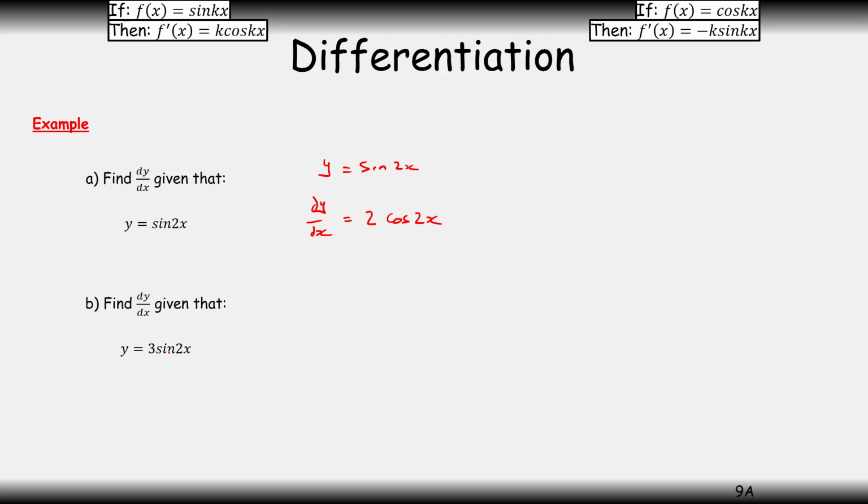In this one here, we've got y equals 3 sine 2x. Okay, so essentially we're going to multiply 3 by this result here. So y is equal to 3 sine of 2x, dy over dx is equal to the constant 3 times the 2 cos of 2x, which is equal to 6 cos of 2x. Hit pause, write those down, and let's have a look at another example.